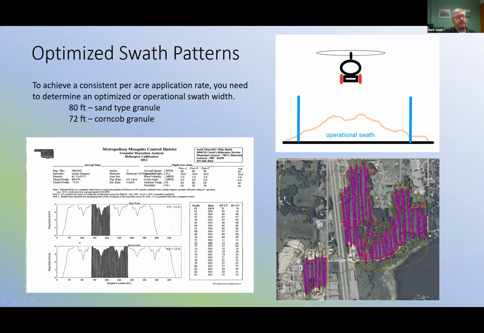For us, typically, we come out with an operational swath of about 80 feet for sand type granule, and then 72 feet for some of the lighter corncob materials. And that way, if you look in the lower right corner here, you can look at the projections from our AgNav tracking system, our flight paths, in which you can project that 80-foot swath on those, and you can help understand your treatments and ensure that you have good coverage on all your treatments.